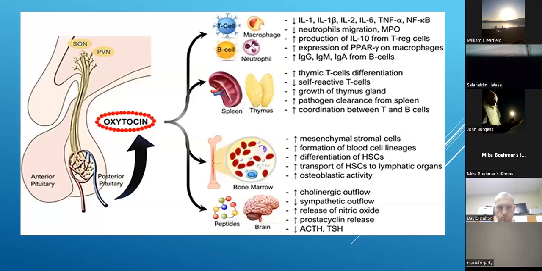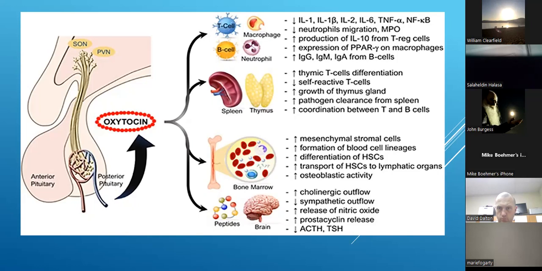So if you see here, oxytocin has multiple effects, all of which are great and good, right? It helps to increase the cholinergic outflow, it decreases sympathetic, it releases nitric oxide, right? It stimulates the stem cells, whether in the bone, muscles, or skin. It balances the immune system, right? That's a good thing, right? It decreases the TH17 polarization and interleukin-6, which is a good thing. It just helps to enhance and balance the immune system.